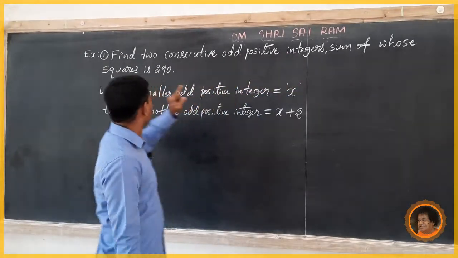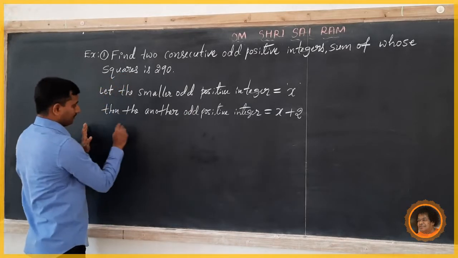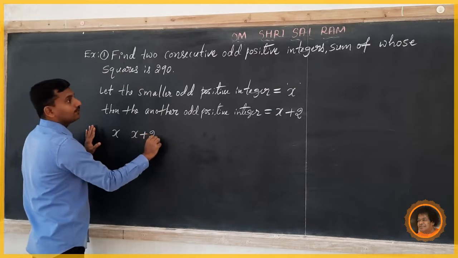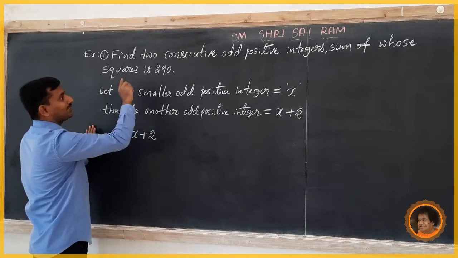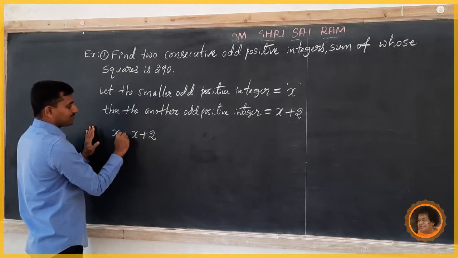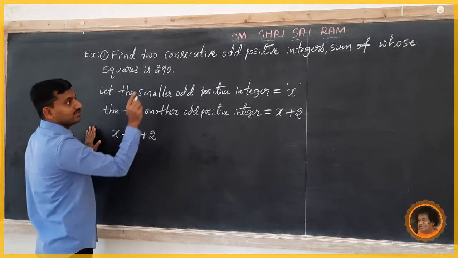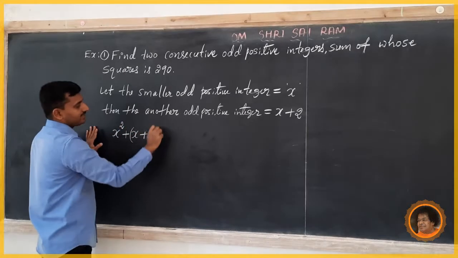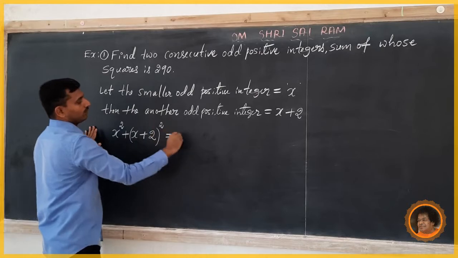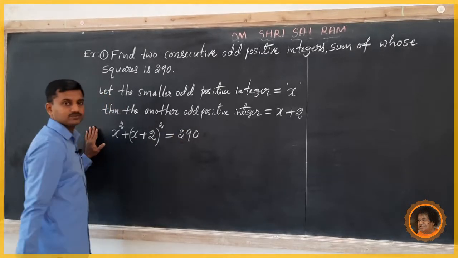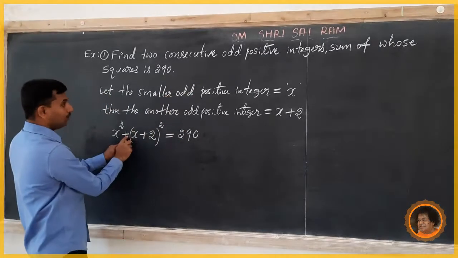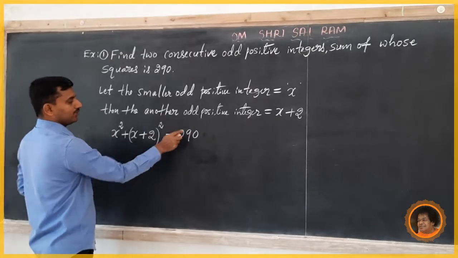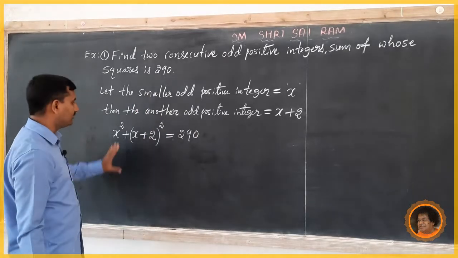Sum of whose squares is 290. The first one is x and the second is x plus 2. Sum means a plus sign in between, so the squares x square and x plus 2 whole square, added, equal 290. Now this is the required equation.